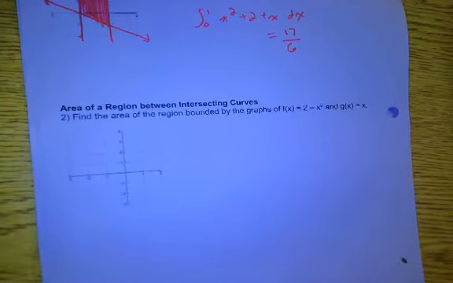Number 2. Find the area of the region bounded by the graphs 2 minus x squared and x.